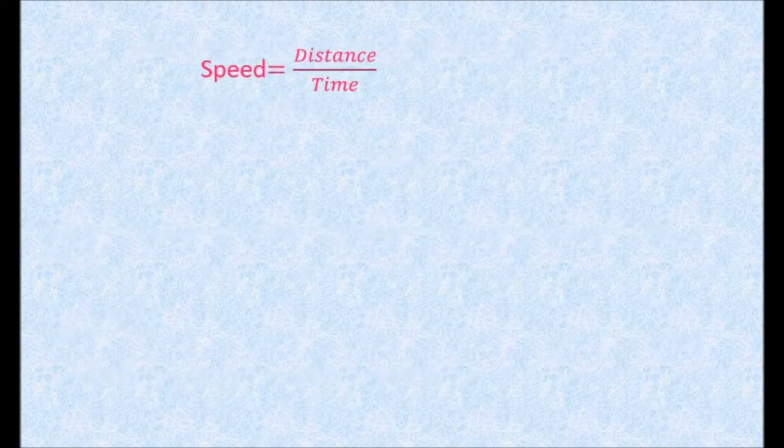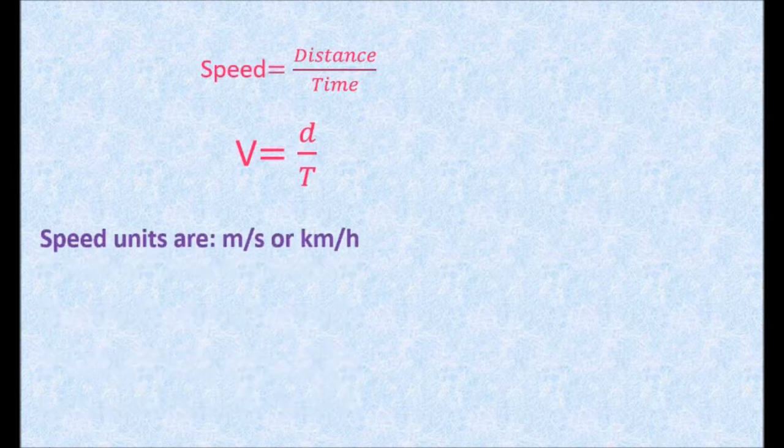The law of speed is distance divided by time. When we use symbols, we will replace speed with V, distance with D, and time with T. The distance is measured by meter or kilometer, while the time is measured by second or hour. So the unit of speed will be meter per second or kilometer per hour. When the distance is in meters, the time will be in seconds. When the distance is in kilometers, the time will be in hours.